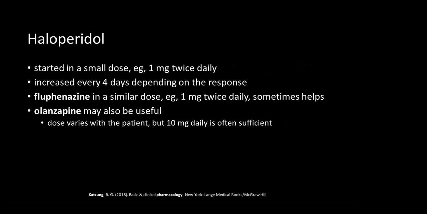Haloperidol is started in a small dose. An example is 1 milligram twice daily, and increased every 4 days depending on the response. Fluphenazine in a similar dose of 1 milligram twice daily sometimes helps. And olanzapine may also be useful, and dose varies with patient, but 10 milligrams daily is often sufficient. Next slide.